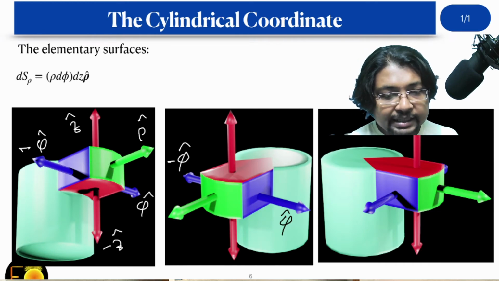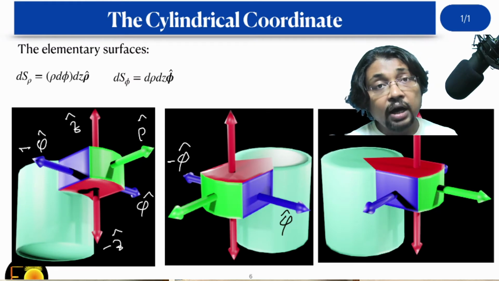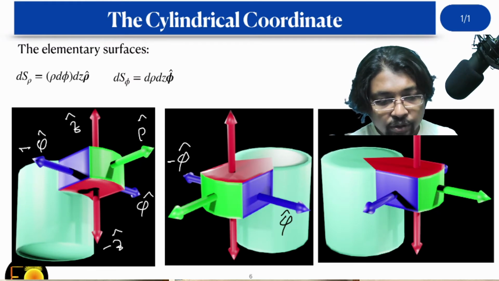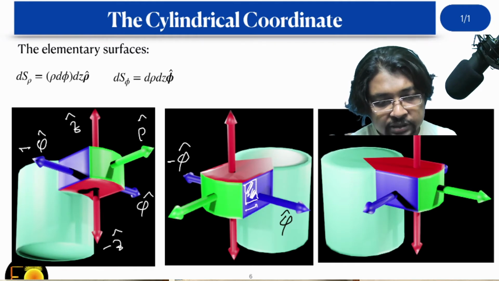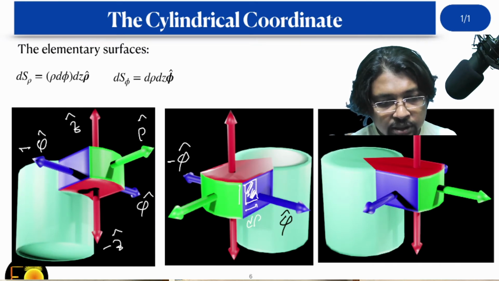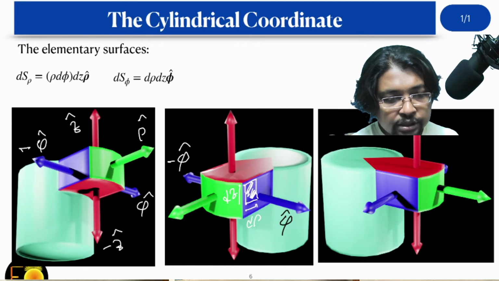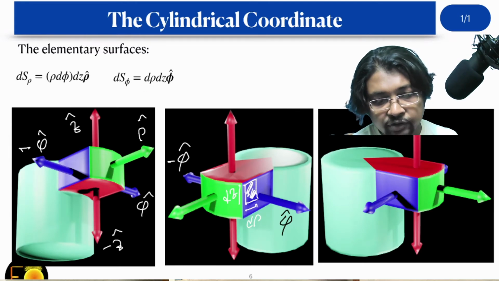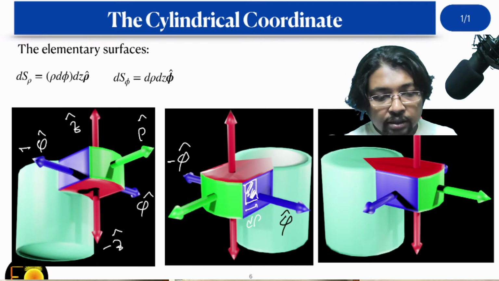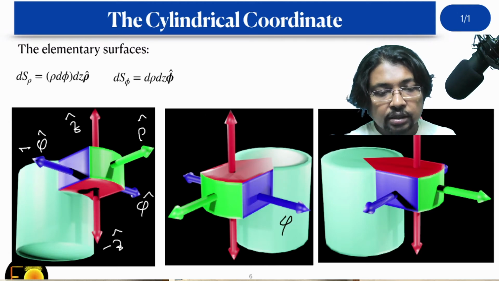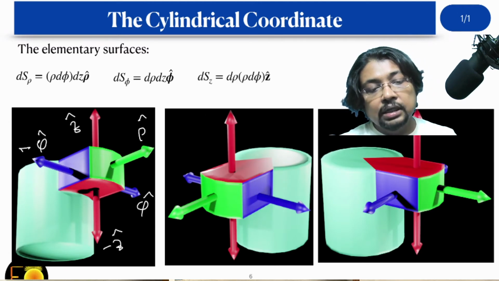Now, the second surface, if I consider, that is along the phi direction, that means this one. So, if I consider a small elementary area for this, then this length is along the rho direction. For the infinitesimal length, I am considering d rho, and for the vertical direction, I consider dz, and that's why d rho times dz, which has a surface normal along the phi cap direction or positive phi direction. Next is the third one, that is z cap.